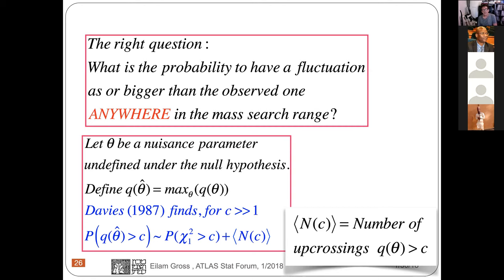I said the special thing about the mass is simply that it's not a parameter of interest, but what we call a nuisance parameter, which is undefined under the null hypothesis. There was a guy in 1987, Davies, who gave us the inspiration to solve the problem. We didn't do a lot after his formula. He said that if theta is the nuisance parameter undefined under the null hypothesis, like the mass, then the global test statistic we look at is Q of M hat.